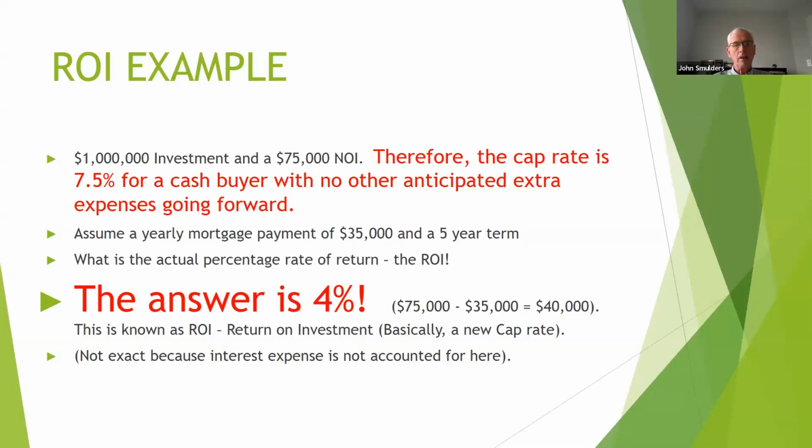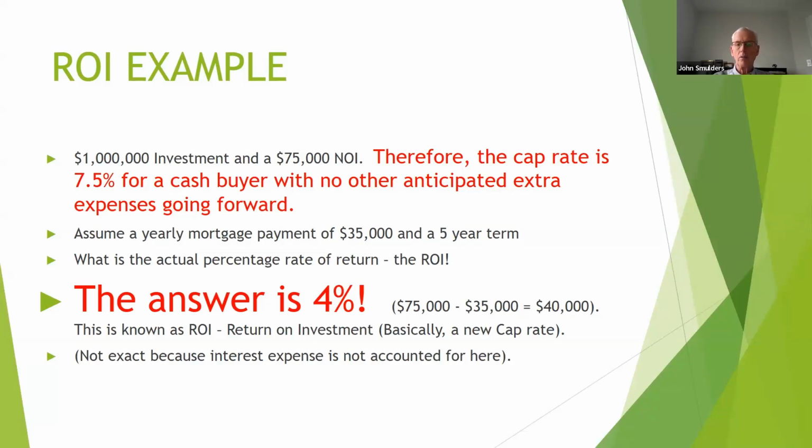I'm not saying that... I don't know how much the mortgage payment is. That's 35,000. I'm simply trying to show you a simple example of an ROI. And we're going to get into a more complicated example, I think, on the next slide.